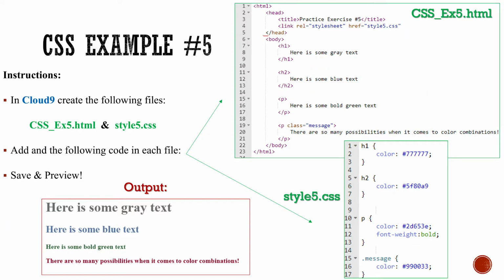And in example 5, I'm using class. When you are using class, you need to use dots. So here class is message, and in the CSS you need to use class selector by having dot message.